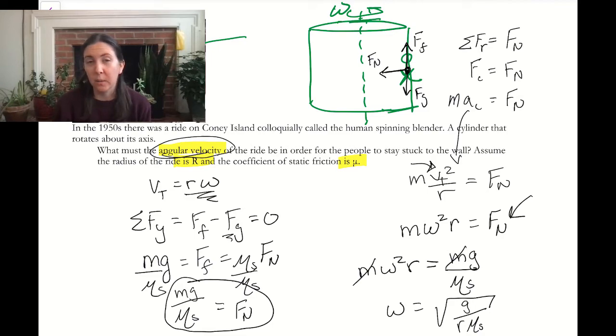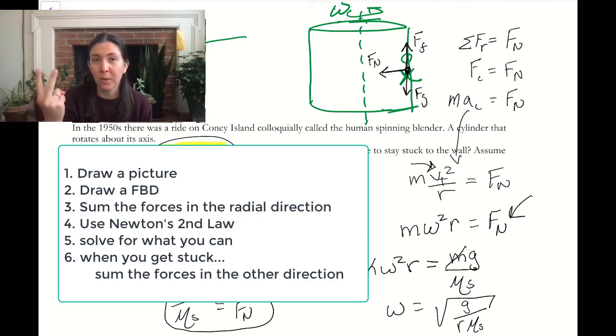That was really fast, but just remember what you do. Draw a picture, draw a free body diagram, sum the forces in the radial direction. Then you use Newton's second law. That's this guy. The sum of the forces in the radial direction is the centripetal force, which is mass times the centripetal acceleration. Then after that, we solve for what we can, plug in tangential velocity for centripetal acceleration or angular velocity for centripetal acceleration. When you get stuck, sum the forces in the other direction.